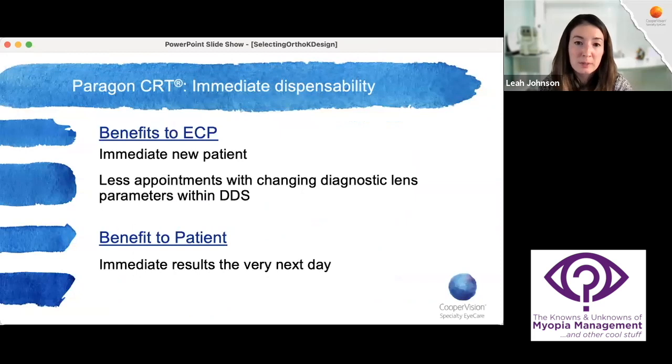And so with immediate dispensability, you can schedule your one-day follow-up the very next day. And this is a huge benefit for you as the ECP because you have a new patient already signed up for their ortho-k fit. There are fewer appointments, and you can troubleshoot lens changes by changing the diagnostic parameters instead of bringing the patient back for every single lens change. And this is a huge motivation for the patient as well, as they can literally see the results the next day. They're very motivated to continue on with ortho-k.